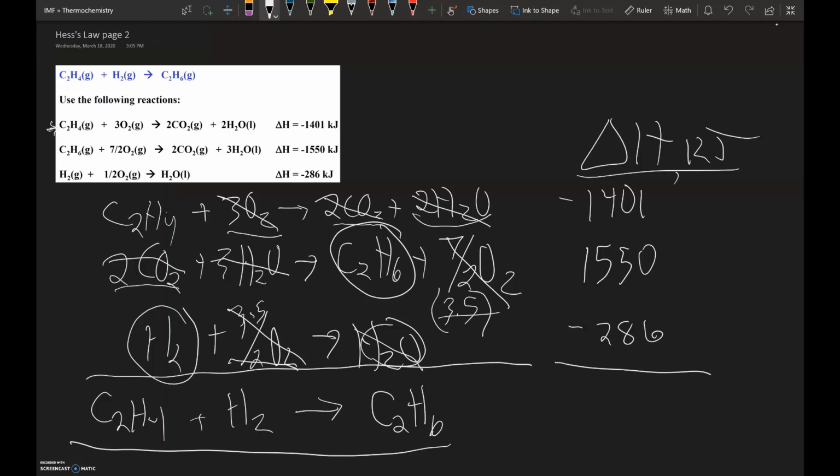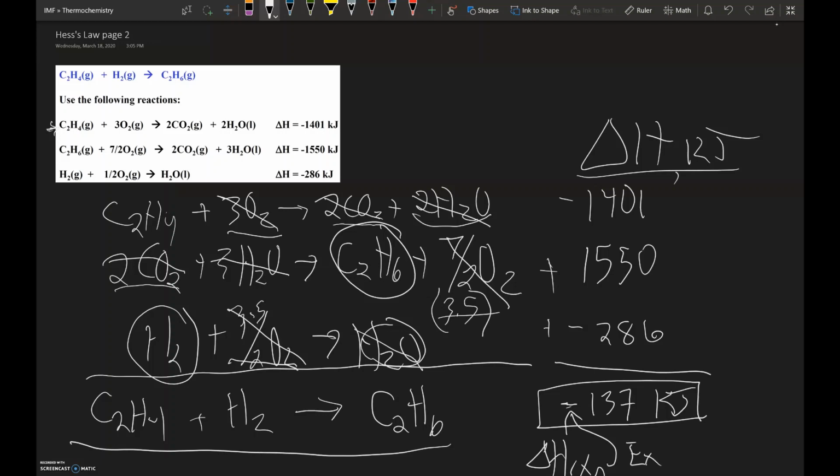So now, as we talked about earlier, you're just going to sum these 3 different things together. So we're going to have negative 1401 plus 1550 plus negative 286. That gives me negative 137 kilojoules. And again, this represents delta H for the reaction. Since this reaction symbol is negative, that means that this reaction would be exothermic.